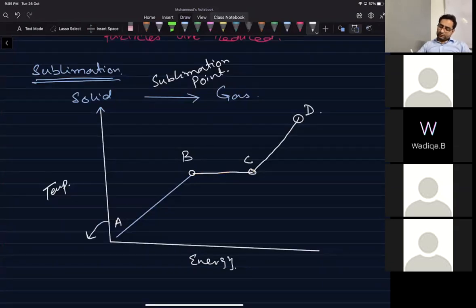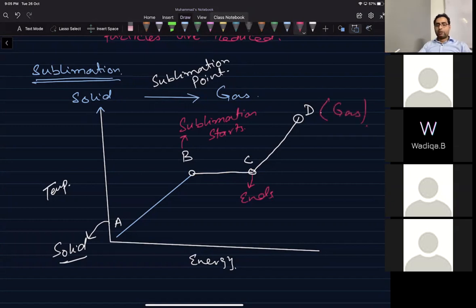This A is a solid. B is where sublimation starts. At point C, sublimation ends, and at point D, there is a gas. So there will be one time temperature constant when sublimation occurs.